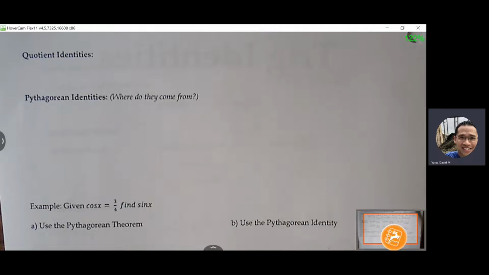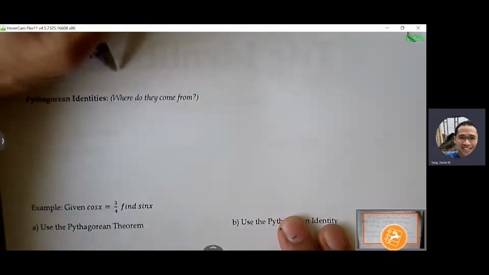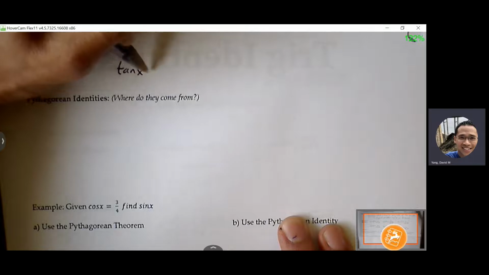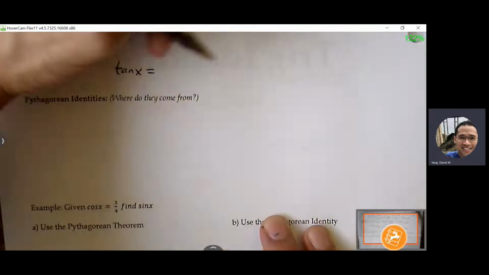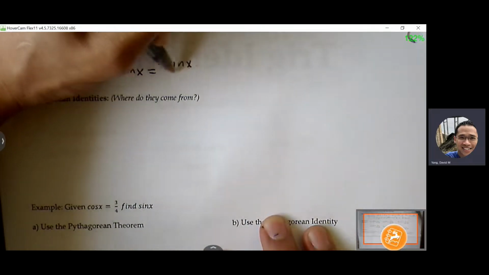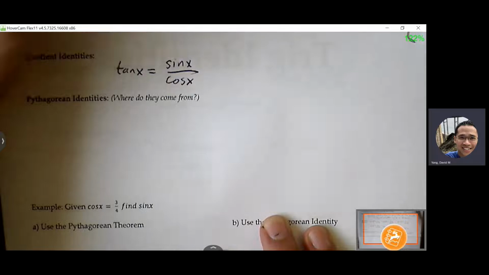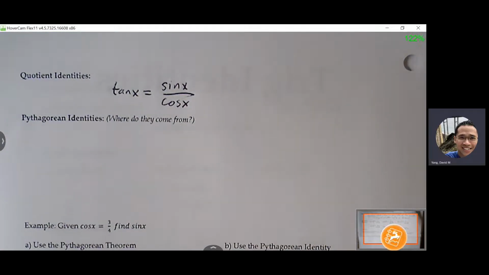Okay, quotient identities. These are involving tangent and cotangent. So tangent we know is 1/cotangent, but tangent can also be represented as sine over cosine. That's going to be extremely helpful and useful for us when we're having to clean up our expression. A lot of times, something that really helps is converting everything to be in terms of sine and cosine. We know we can convert cosecant to be in terms of sine. We know we can convert secant to be in terms of cosine. But tangent and cotangent can also be turned into sine and cosine.